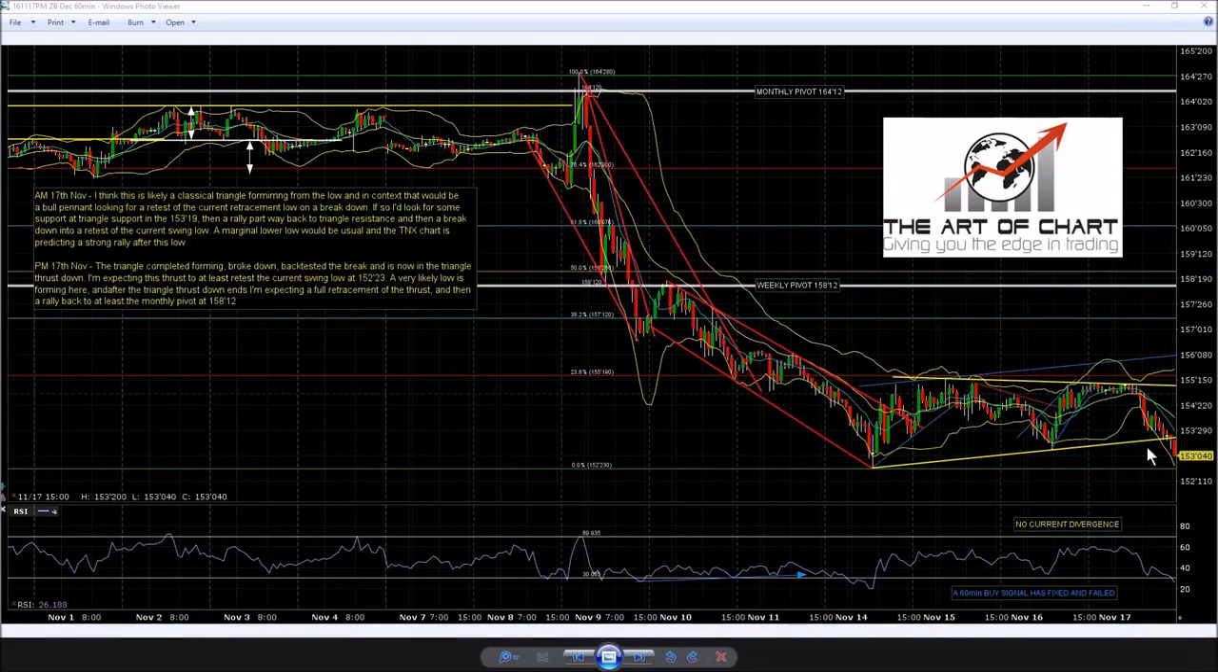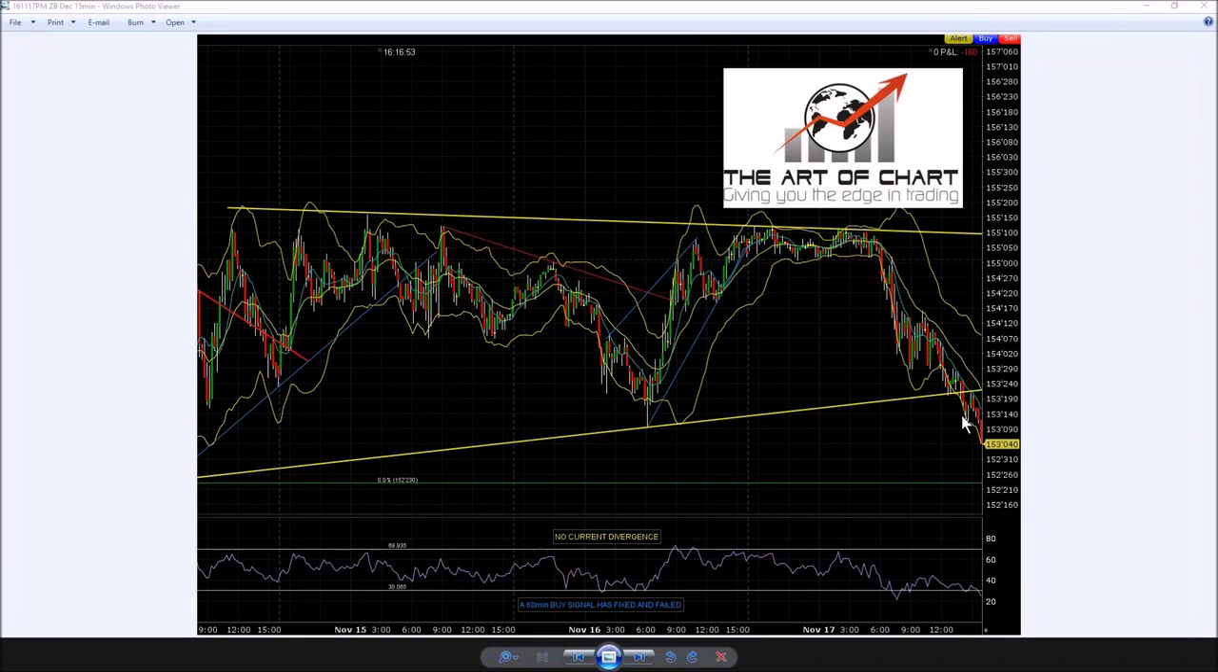What happened during the day? Well, we broke down. I was asked on Twitter, when we were about here during the breakdown, what was happening on ZB, and I said at this stage I would expect fairly soon a backtest to the triangle, and then I would expect the thrust down to begin. That thrust down should at least make this target here, which is 152.53, the current swing low, a retest of it. And what happened? Well, I think we were at 153.10 or something, and it reversed back up. This was just after the RTH close. It went back, tested the triangle, and then a thrust down started.